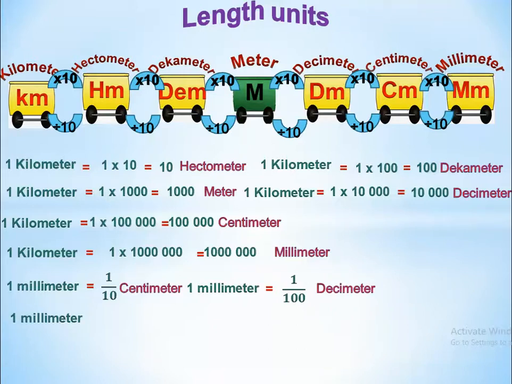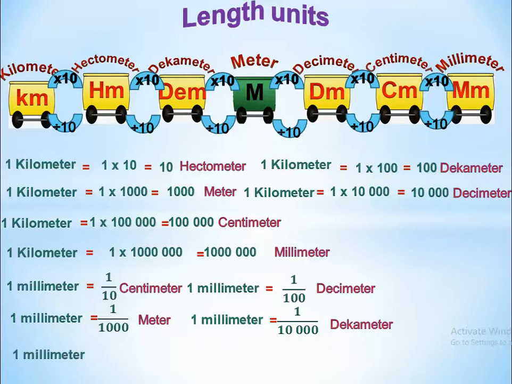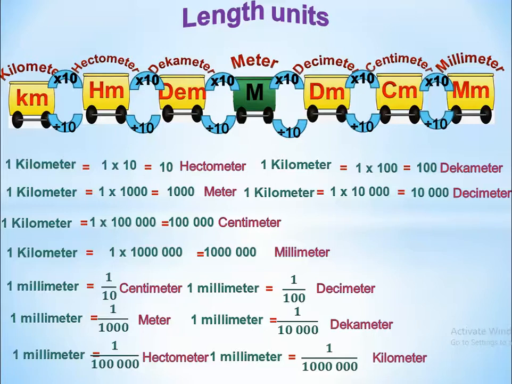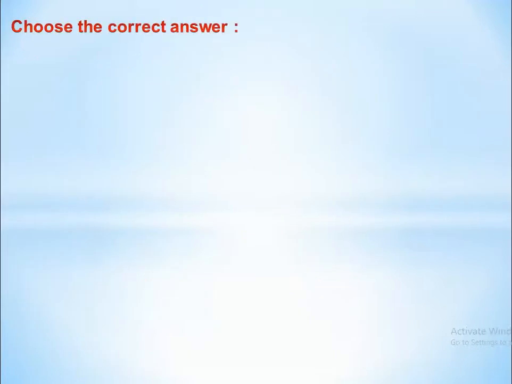Okay, from 1 millimeter to meter, we are going to divide by 1000. It will be 1 over 1000 meter. Okay, from millimeter to decameter, we are going to divide by 10,000. So 1 millimeter equal 1 over 10,000 decameter. Okay, to hecto, 1 over 100,000 hectometer. To kilometer, 1 over 1 million kilometer. Okay, let's answer.